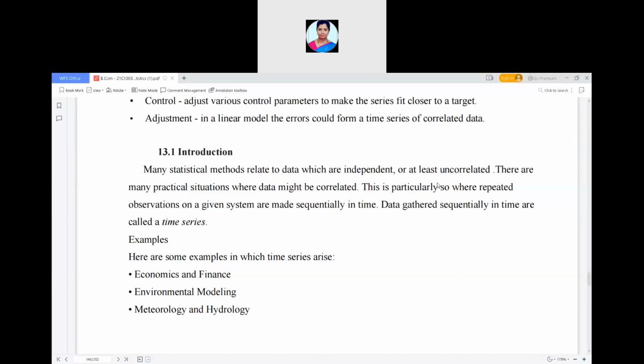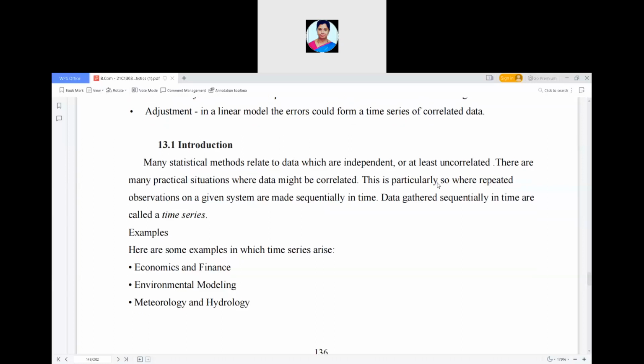For example, we can have economics and finance, environmental modeling, metallurgy and hydrology. Okay, so sometimes these are correlated to each other.